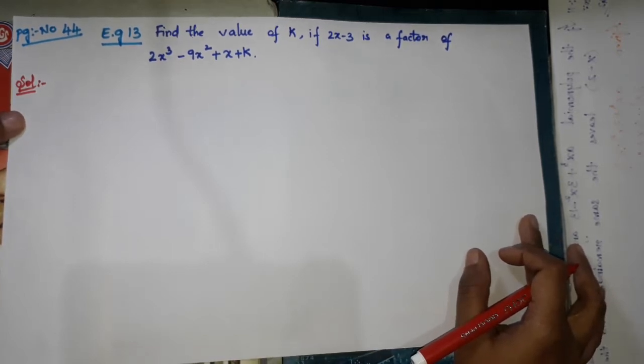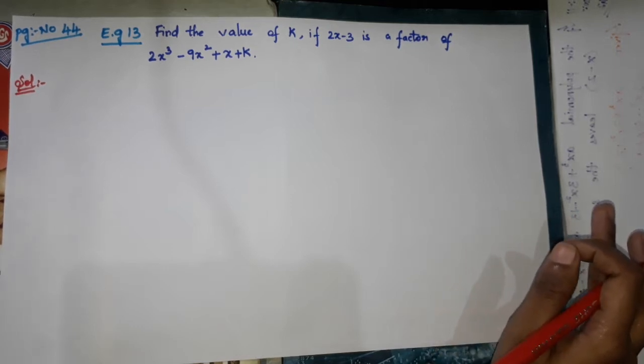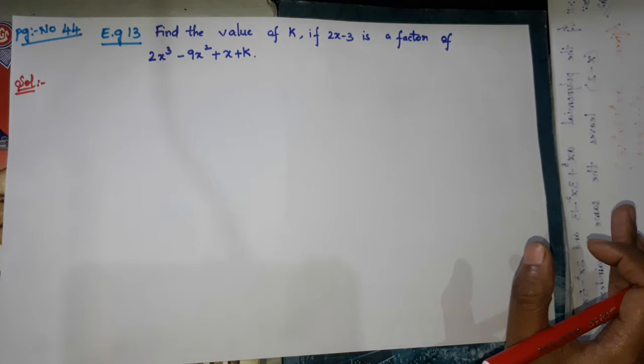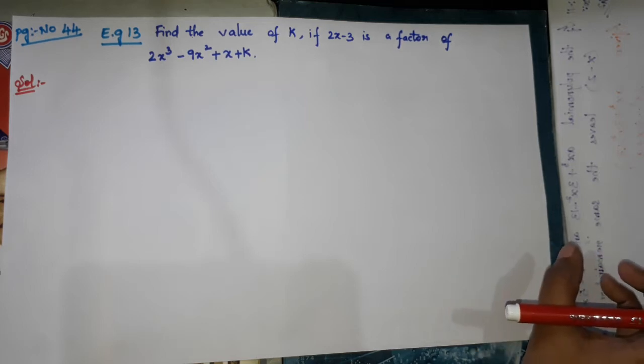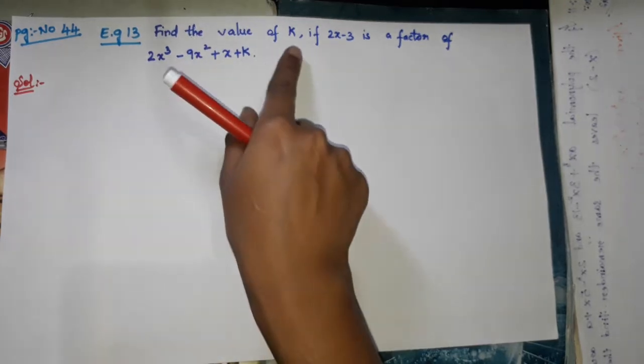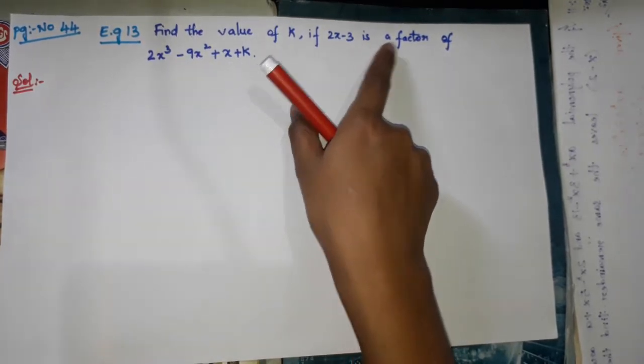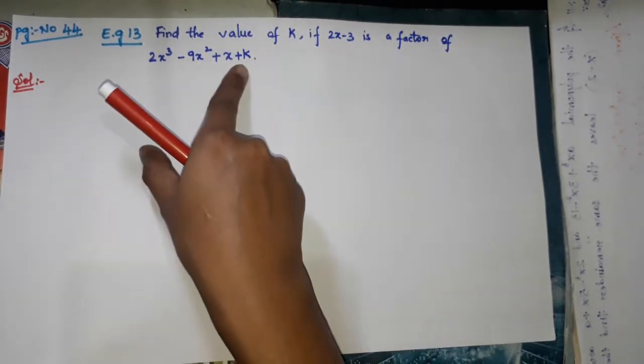In the last class, we have taken example 11, right children? In today's class, we are going to discuss example 13, okay? What is the example 13 children? Find the value of k if 2x minus 3 is a factor of this equation, okay?